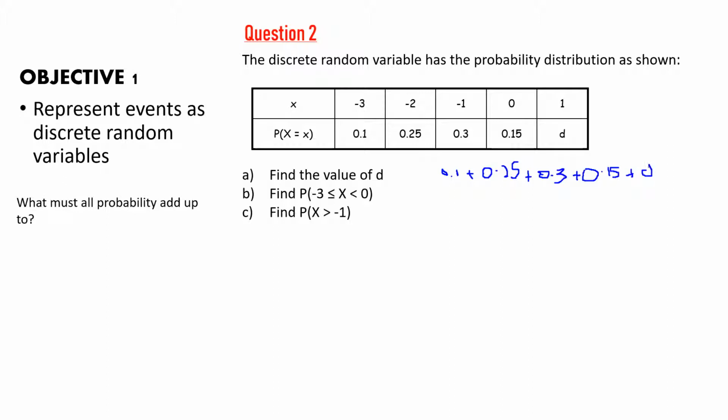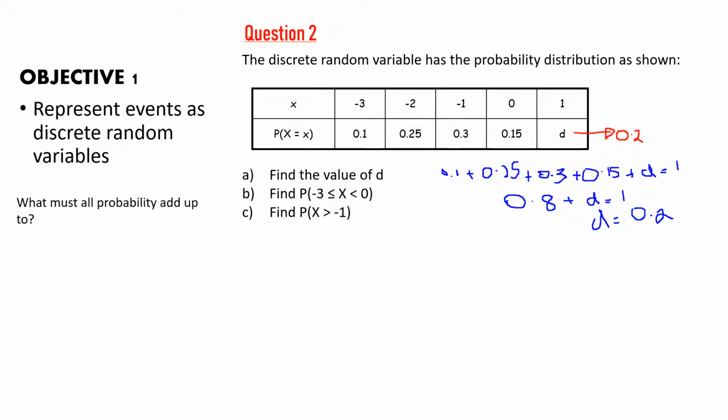And what must our probability equal? It must equal 1. If I group these together, 0.1 plus 0.25 is 0.35. 0.35 plus 0.3 is 0.65. 0.65 plus 0.15 is 0.8. And I get that 0.8 plus D is equal to 1, and solving that gives me D equal to 0.2. And I can replace this with a 0.2. That is part 1 done.